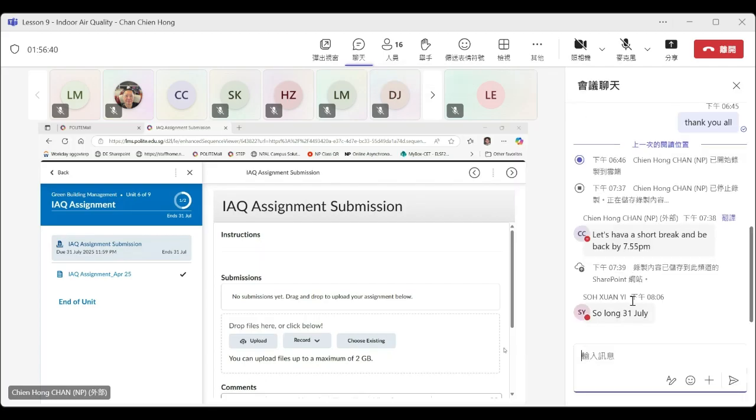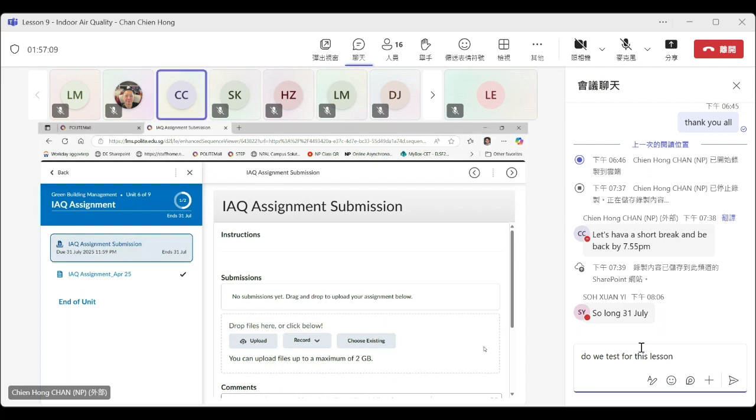Oh, Xuan Yi, you are saying too late, is it? You want to submit faster, earlier? Yeah, by all means. You can always submit earlier. I'm giving a bit more time for some who may need to juggle quite a number of commitments. Any questions related to this?